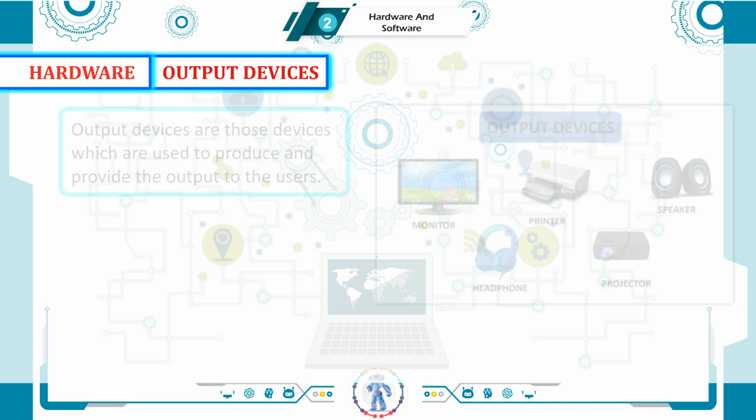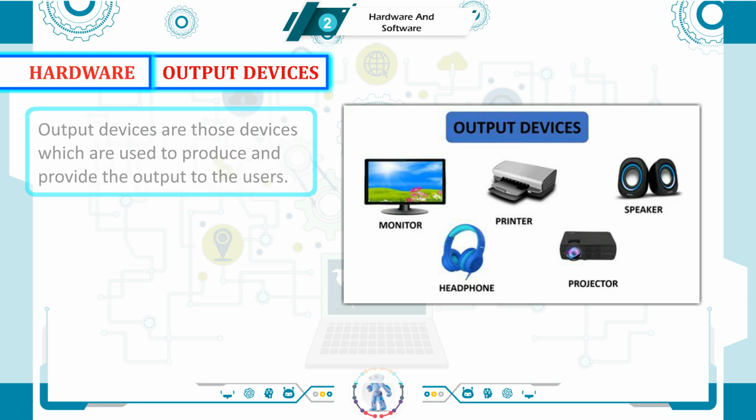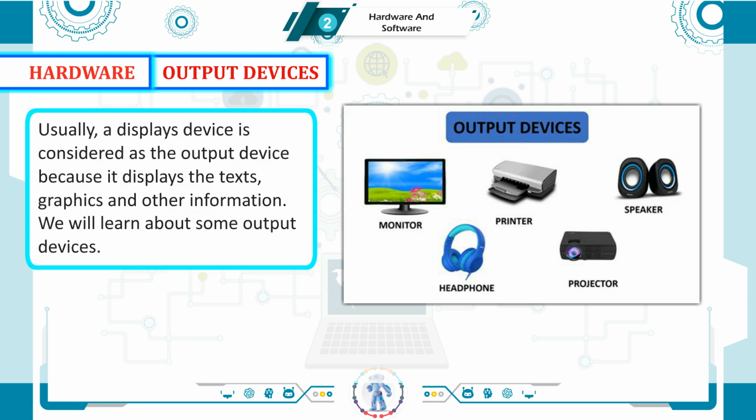Output devices. Output devices are those devices which are used to produce and provide the output to the users. Usually, a display device is considered as the output device because it displays the text, graphics, and other information. We will learn about some output devices.